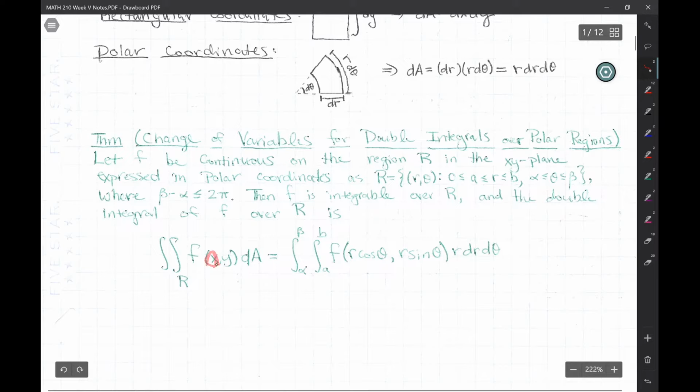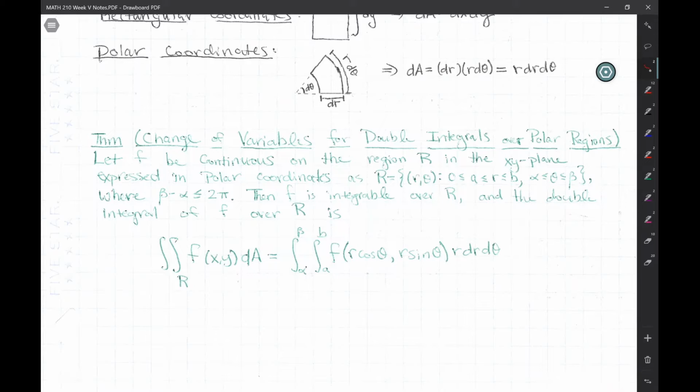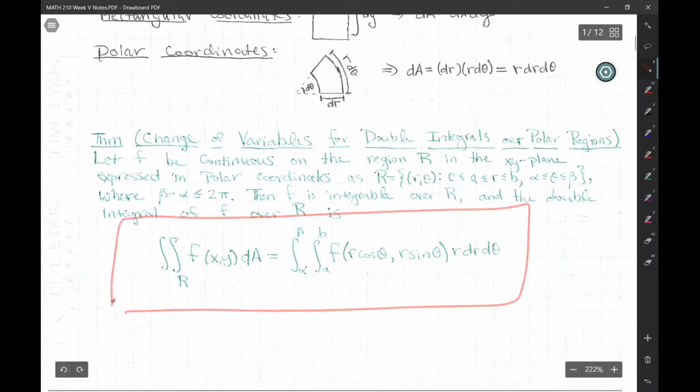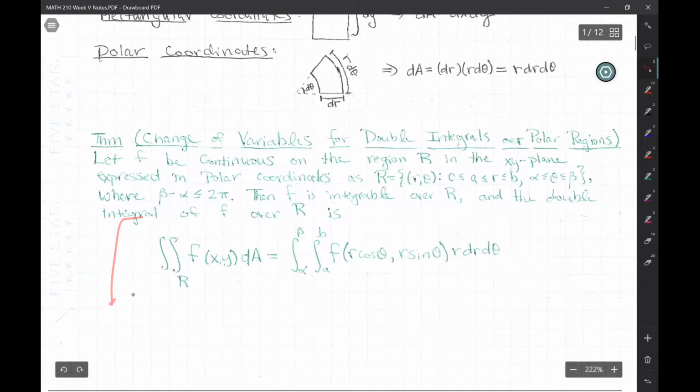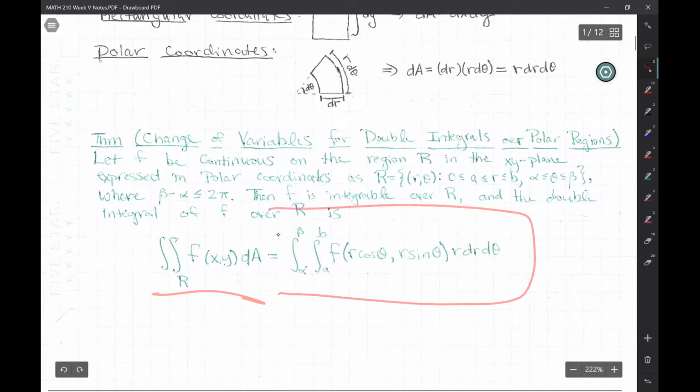What do we do about the x's and y's that we had in our integrand? Well, wherever you see an x, substitute r cosine theta there, and wherever you see a y, substitute r sine theta. And where is this guy coming from? What is that r? Where did that come from? That comes from our area element that we discussed above. So this is how you will carry out converting the problem of double integrals in rectangular coordinates to that of polar coordinates.